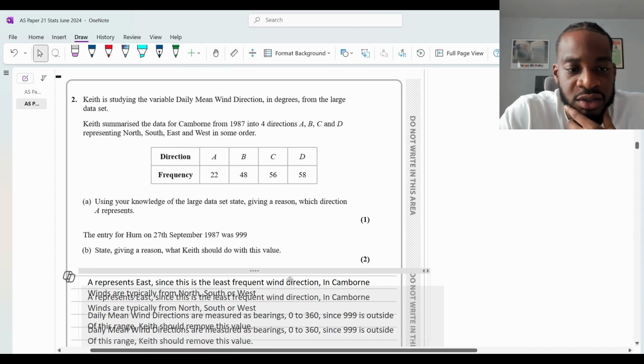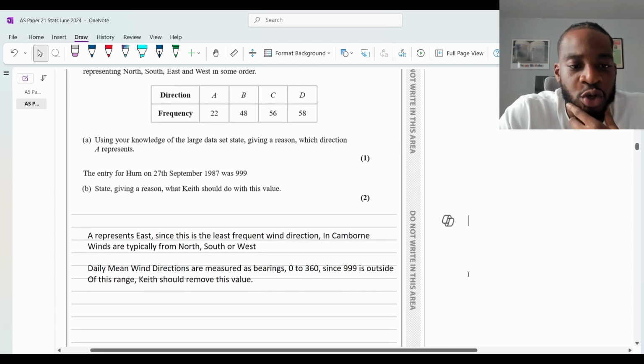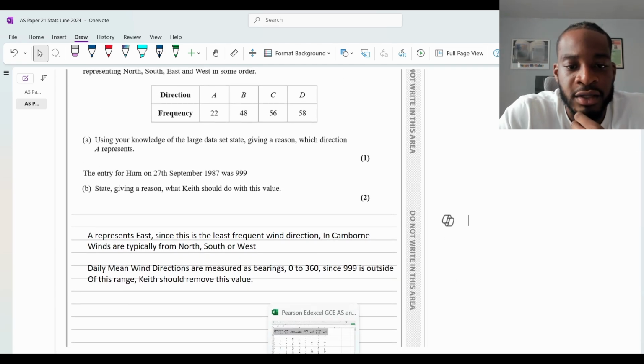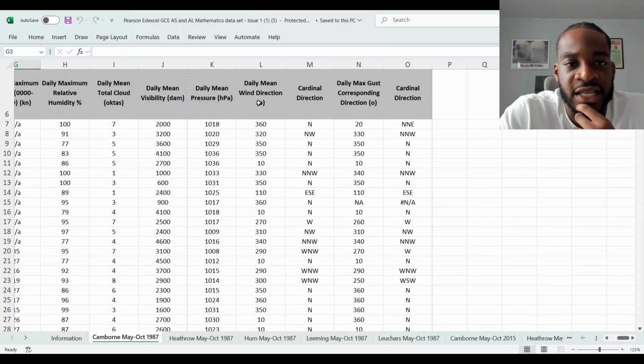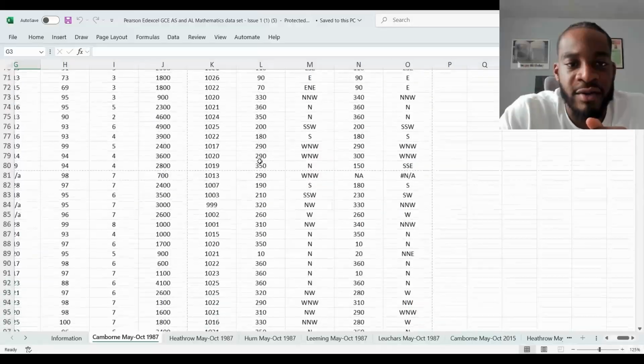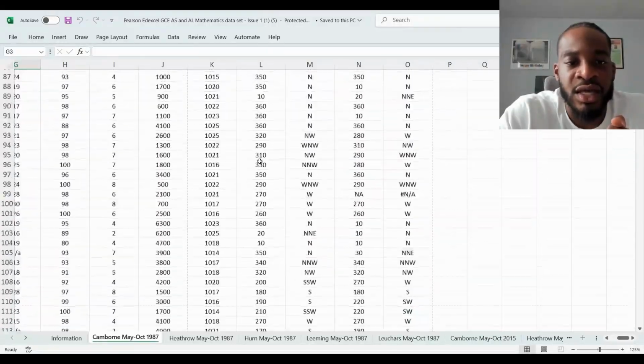Let me just move this down here so it looks a bit neater. I'll show you the document for the wind directions. You can see here, this column L here, it's all from 0 to 360, isn't it, essentially, right? There's nothing about 999 here, so that is another reason why.